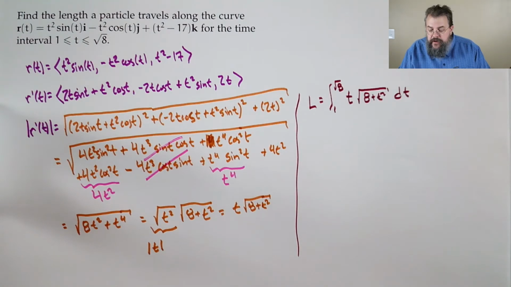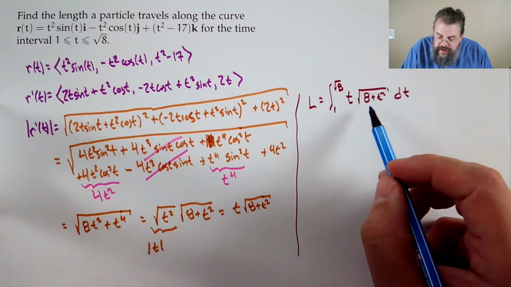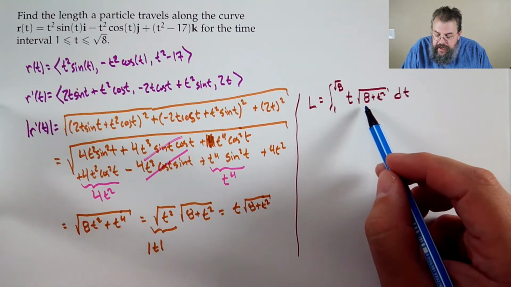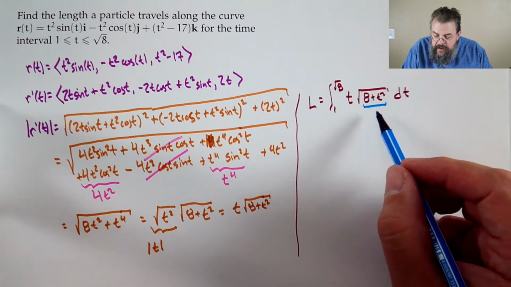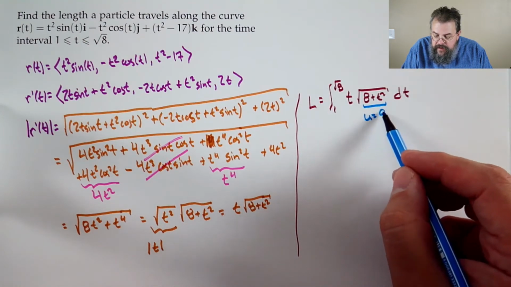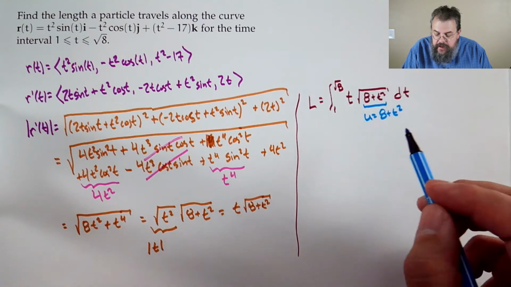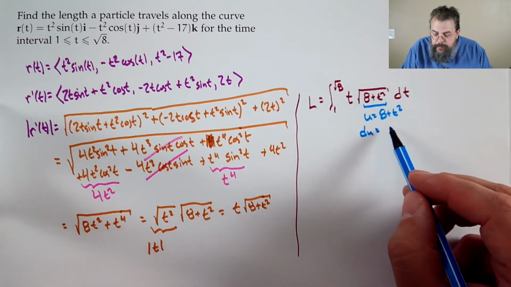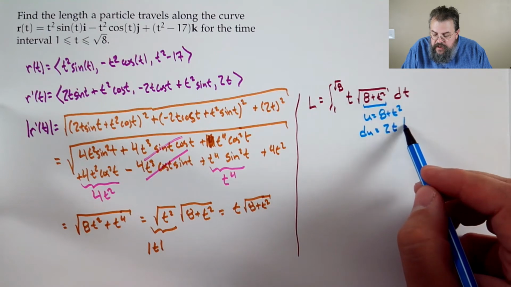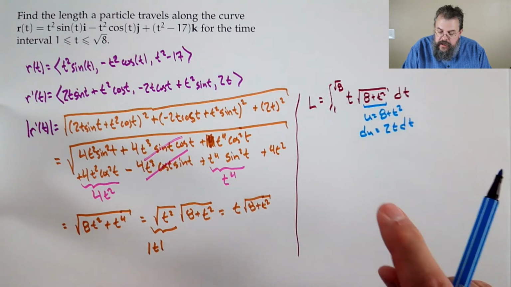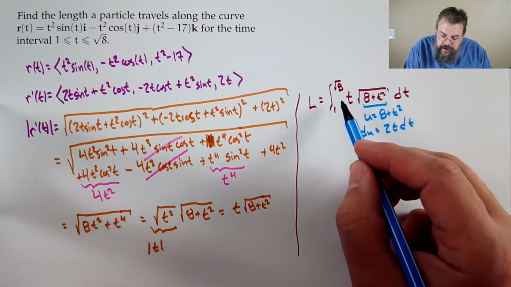Okay, now how to integrate this? Well, the way we do it is make an observation. Say, look, this looks like a function in a function, and in this case, if you set u equal to the inside piece, 8 plus t squared, then du would become 2t dt. We say, if only there were a 2 there. Okay, let's put 1 there.